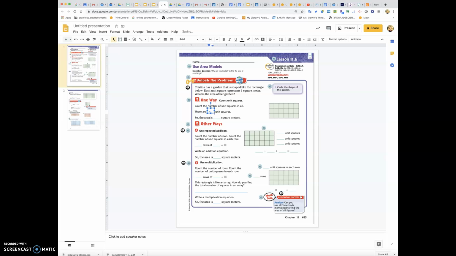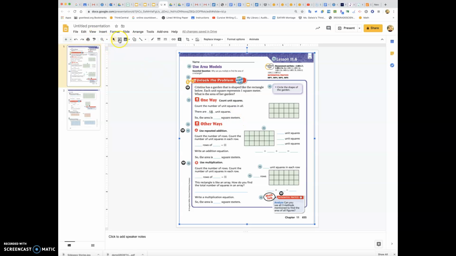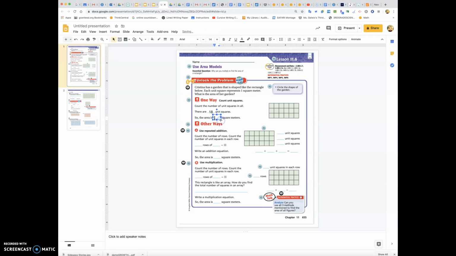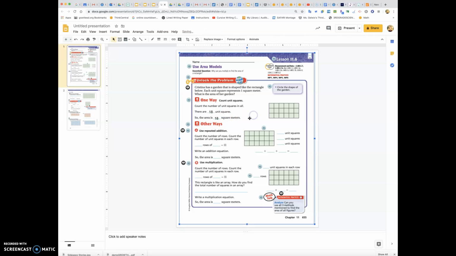Well, that didn't work. I didn't make it big enough. So there's 18 unit squares. So the area, because there's 18 squares inside, that will be the area. The area is 18 square meters.